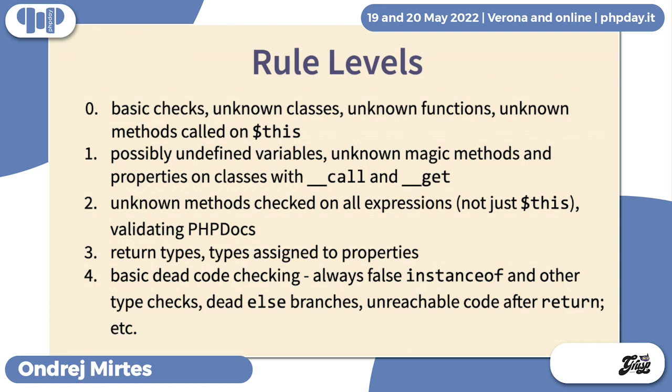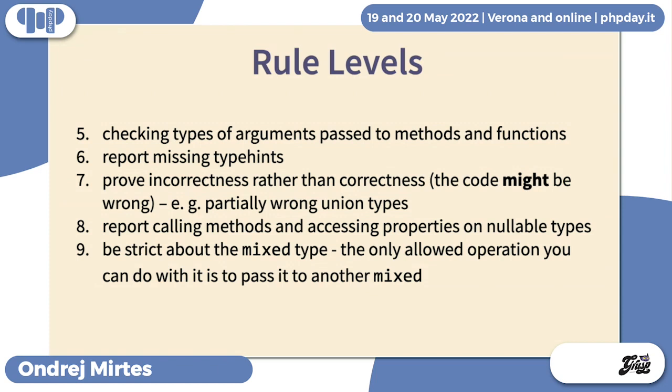With higher levels, you get additional type safety, but the benefit slash cost ratio might get worse. It's similar, for example, to code coverage. It's really great to go from 0 to 50, but then, for example, to go from 90 to 100, you don't get much more benefit than that. So it's similar with rule levels, I think.